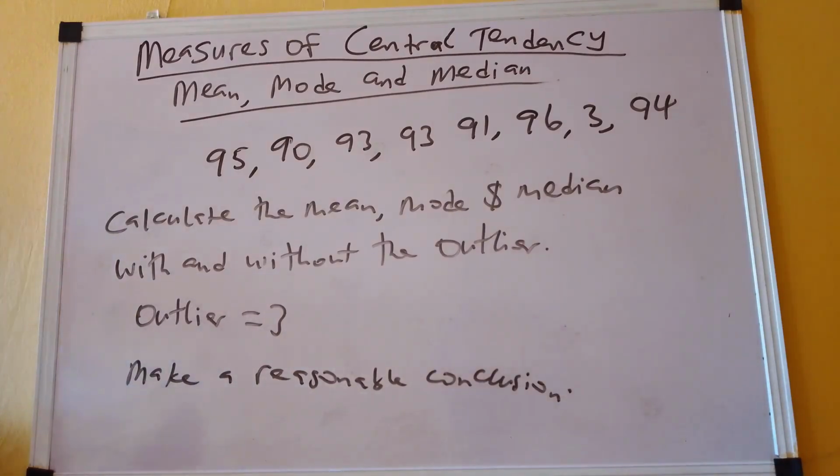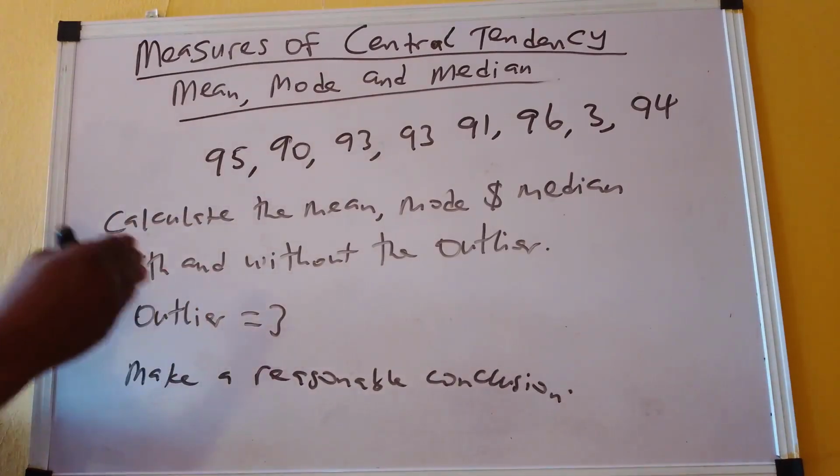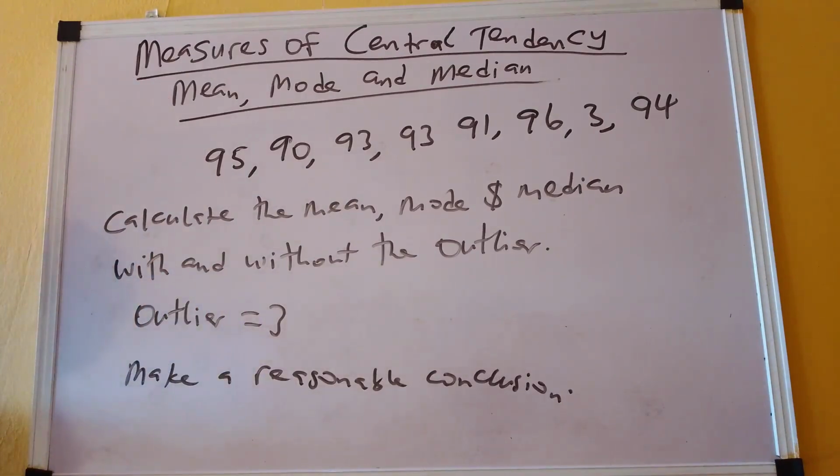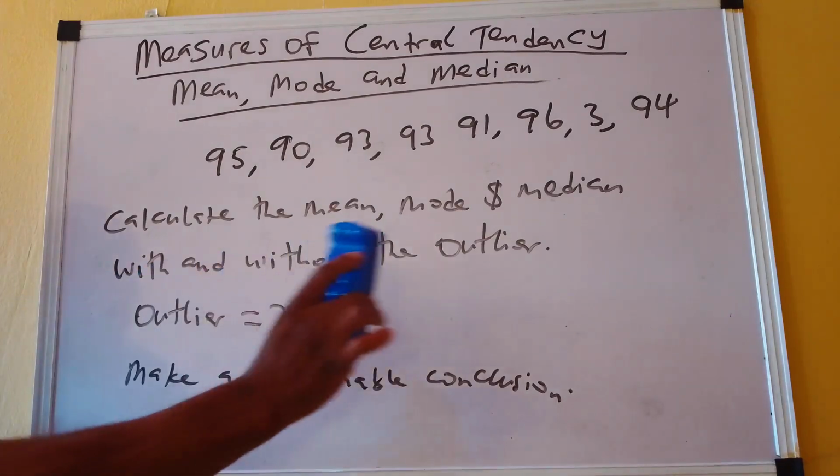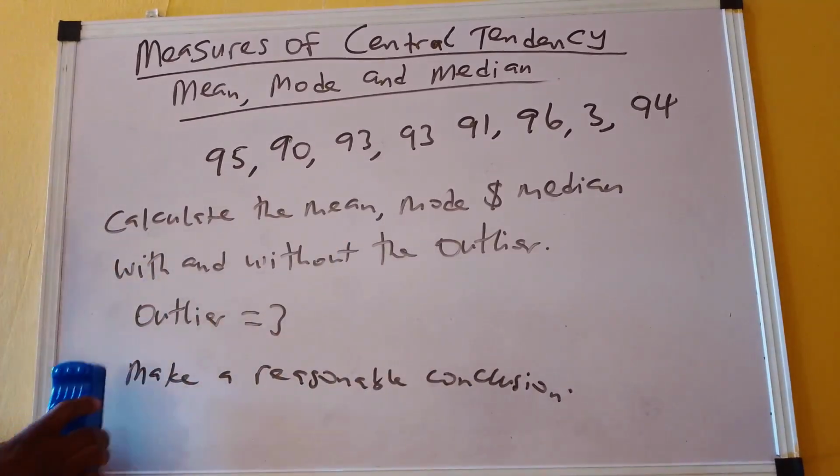Now again, I dropped this particular problem with us to see how we can calculate the mean, the mode, and the median with and without the outlier. I gave this for practice and promised to bring the solution when we meet for part 2 of measures of central tendency. Today, we shall be looking at measures of central tendency part 2, the mean, the mode, the median for the grouped data. But before I go into that, let us quickly look at the solution of this particular problem.